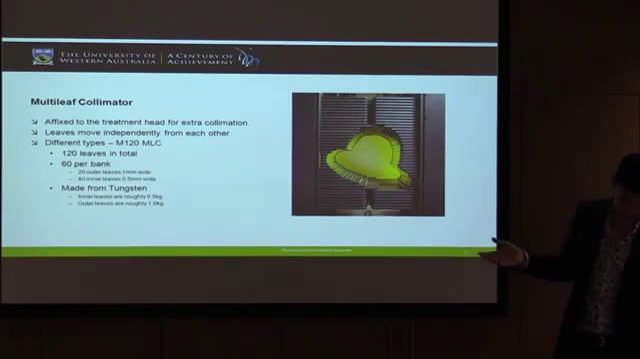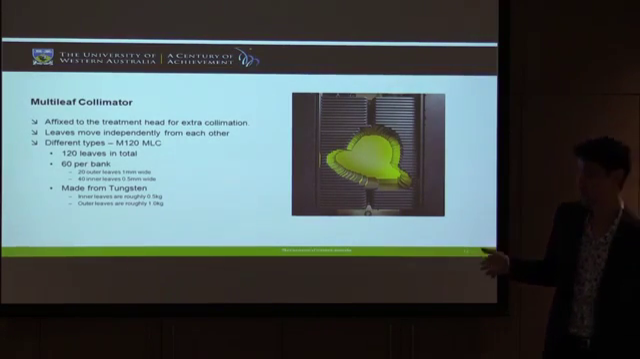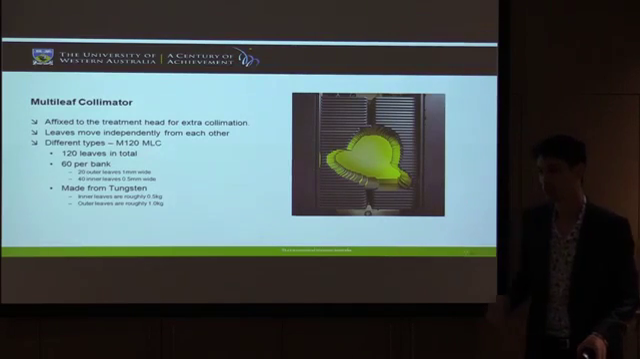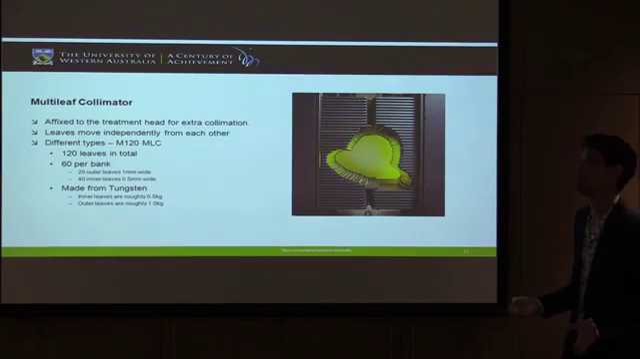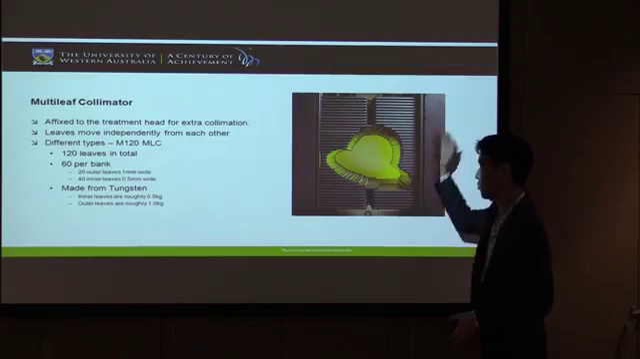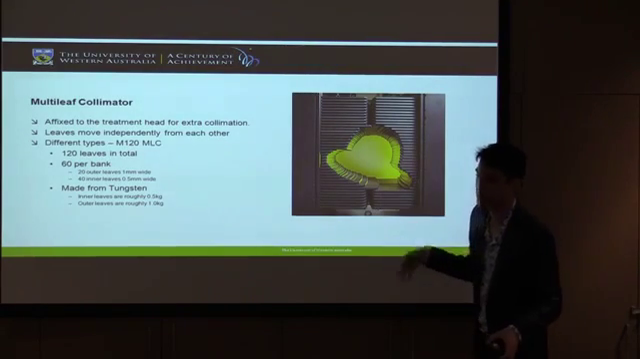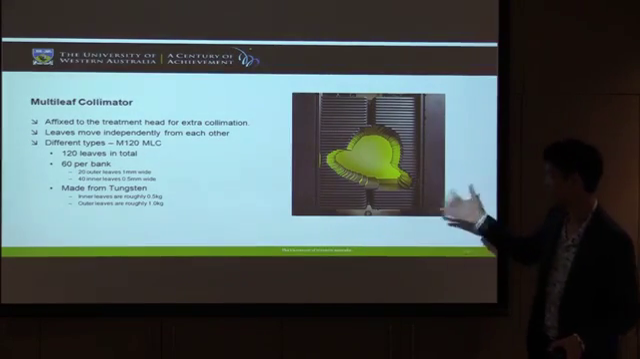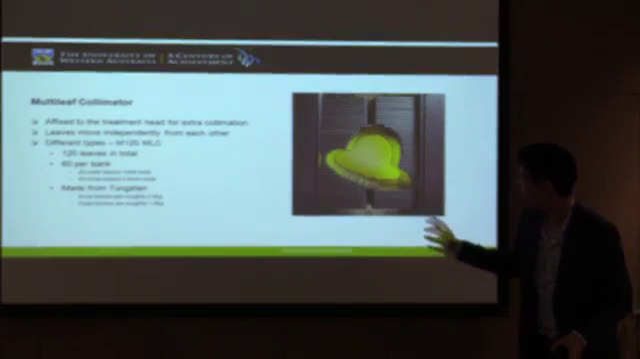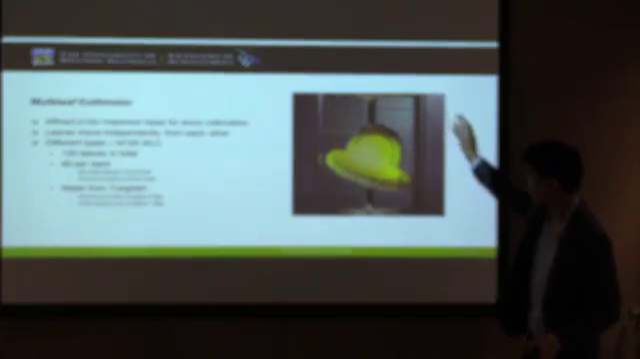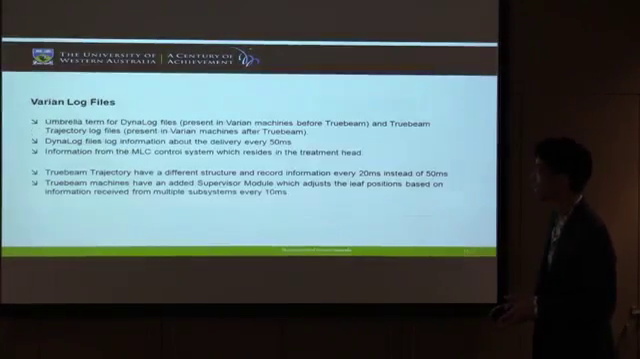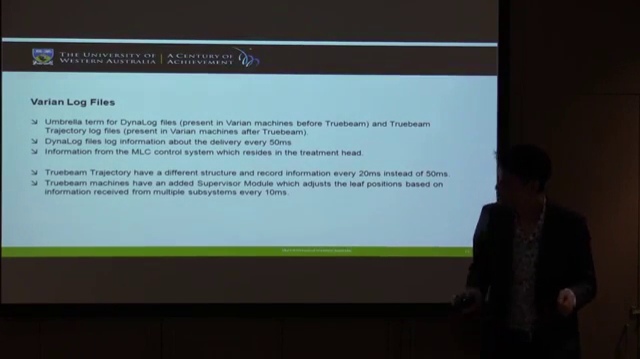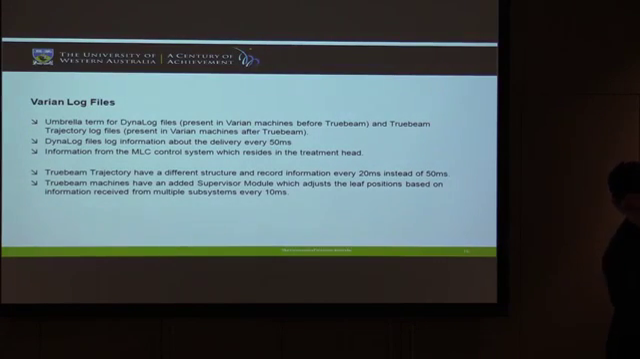Now there are different types. The main one I've been looking at is the M120 MLC, which just means that there are 120 leaves on it in total. There are 60 per bank, so you've got the left bank, the right bank, bank A, bank B, just to differentiate those two. This is an M80 MLC, but I couldn't find any pictures of an M120, so that's fine. So moving on to Varian log files.